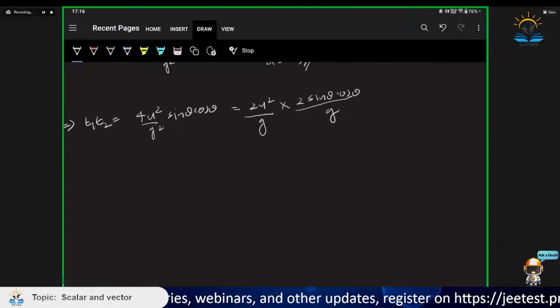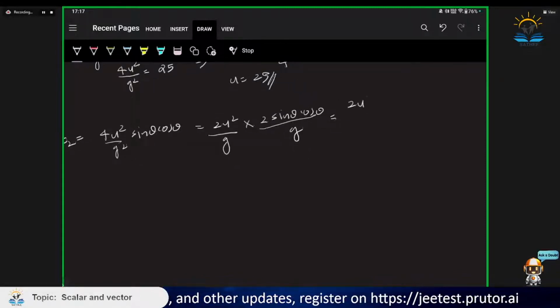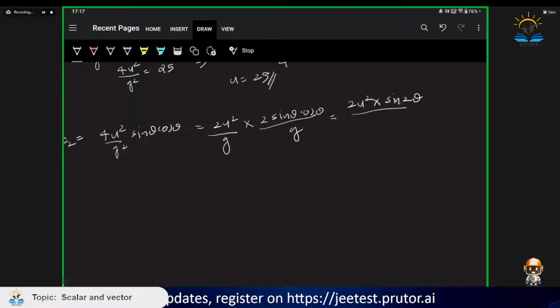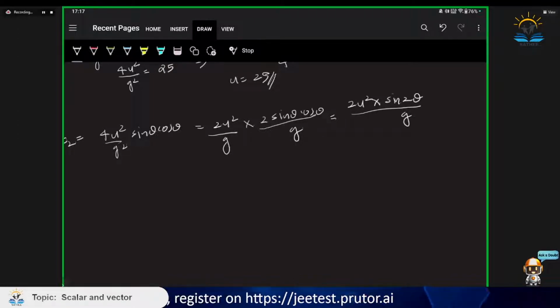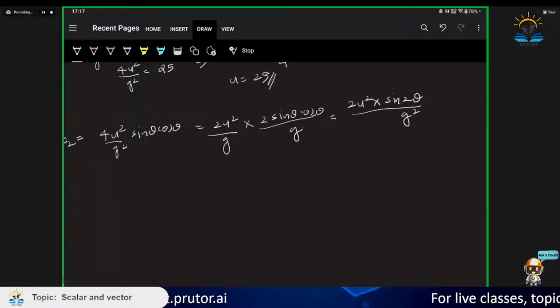What is 2 sin theta cos theta? Sin 2 theta. So it is 2u square into sin 2 theta divided by g. What is u square sin 2 theta by g?